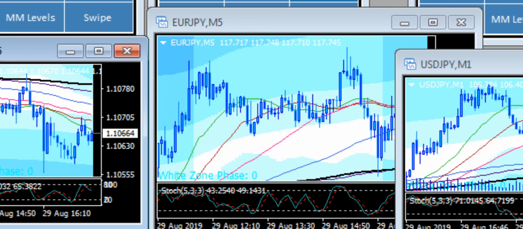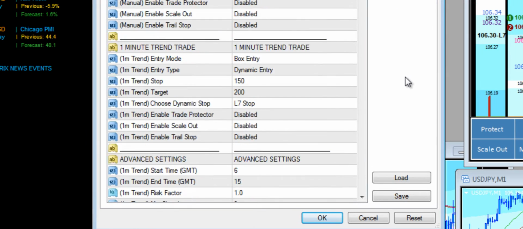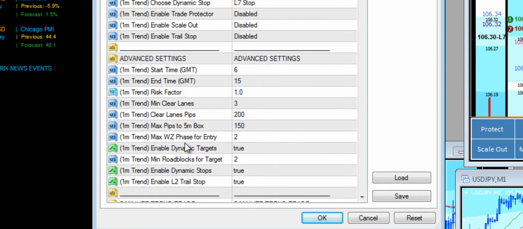Okay? So if it's a really mature trend, in other words, it's already been pumping out for a while, then you might stay away from it. So if you get to where your white zone phase, especially on a 1 minute, is entering white zone phase 2 or 3 on a 1 minute trend, it doesn't get much higher than that on a 1 minute. So you don't want to start taking trend trades when the white zone phase is around 2 or 3. It's probably already moved too much.